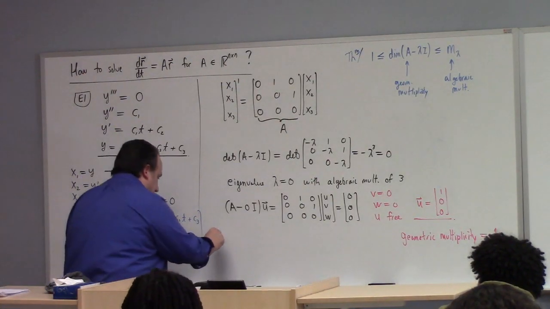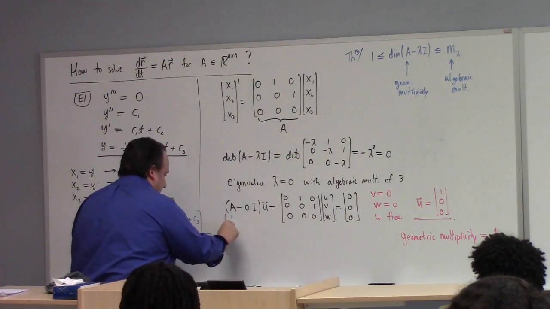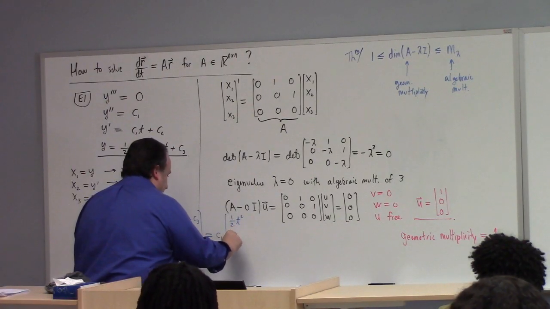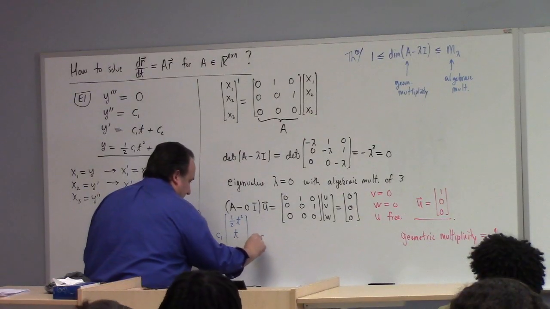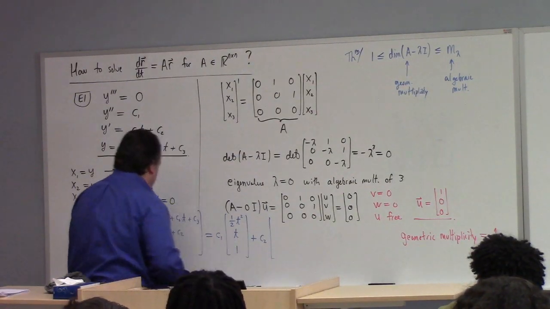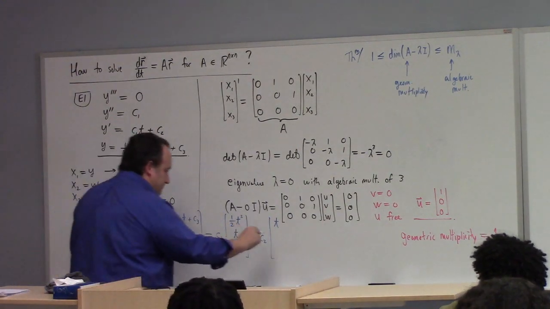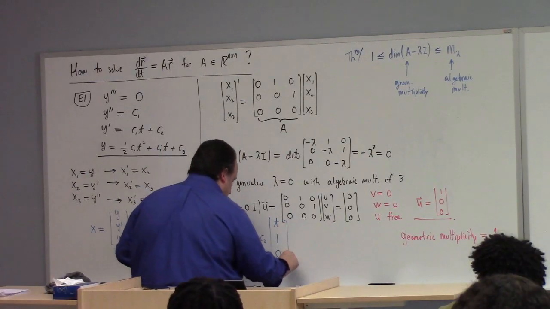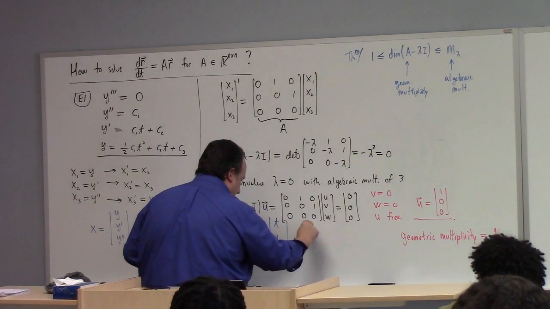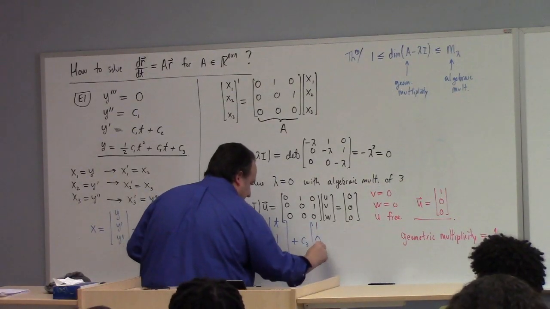I can factor c1 out here, right? And I would have 1/2 t squared for my top component. I've got a t for my middle component. I got 1 down here, right? Plus c2, I've got a t, I've got a 1, and I got a 0. And then finally, c3, and I've got 1, 0, 0.